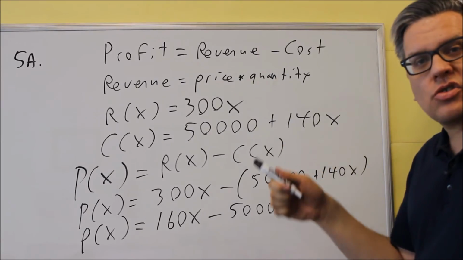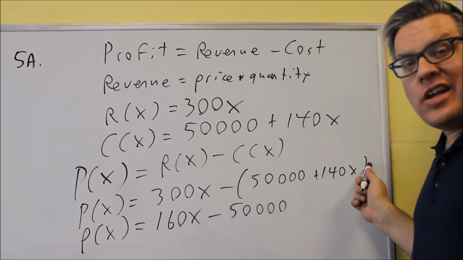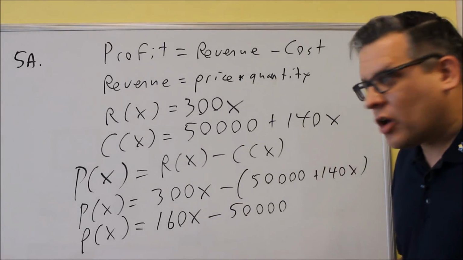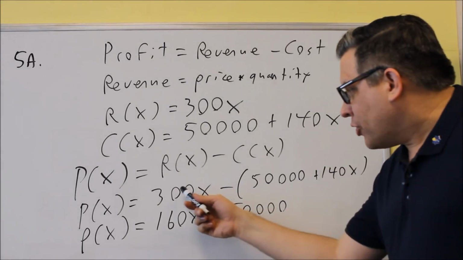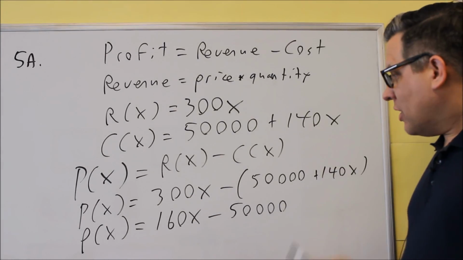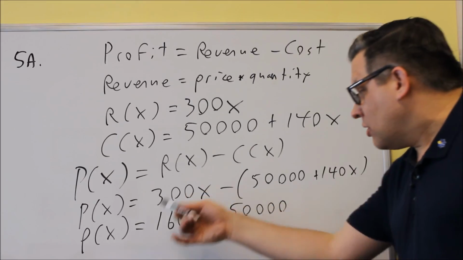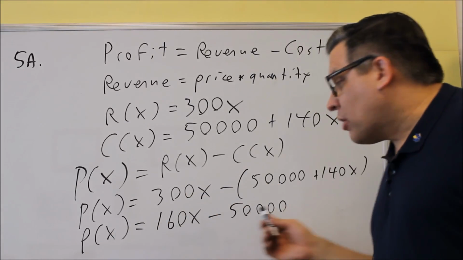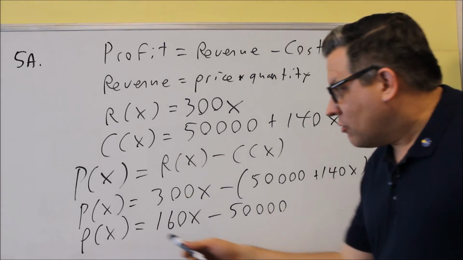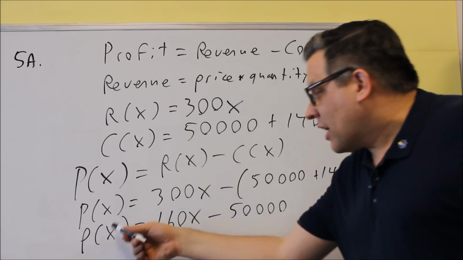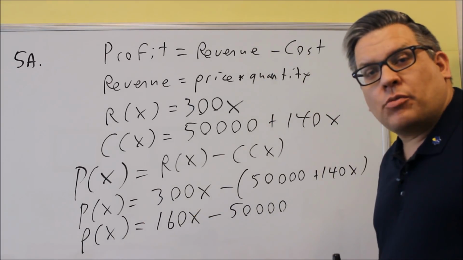So if you want to do an extra step and multiply through by a negative and then add like terms, that's okay as well. I kind of did both of those together. 300 minus 140, and then negative 50,000, and we have this. This would be the proper function notation. We have P as a function of X. X is the main variable, and so that would be our final answer.